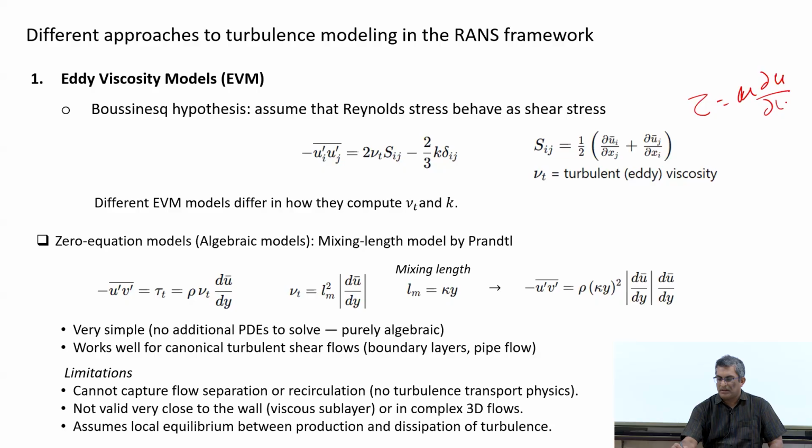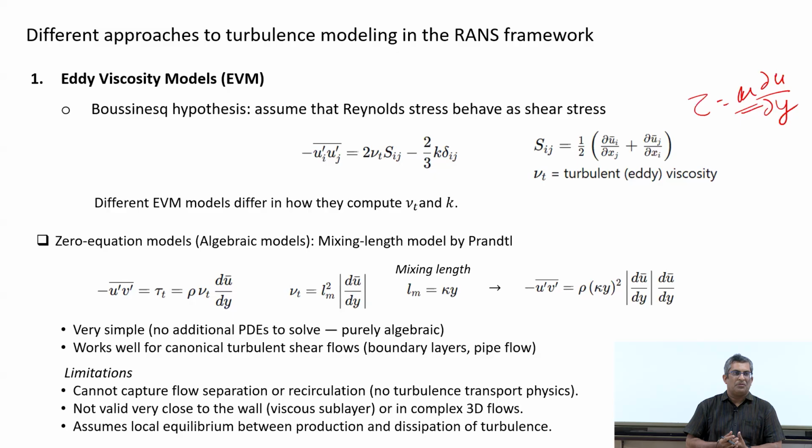Okay, so there are different approaches to modeling, to do turbulence modeling in the framework of RANS. The first one is the eddy viscosity model. What is the eddy viscosity model? In this case we assume that the Reynolds stress behaves as shear stress. So, like we have simple shear, and here we have the dynamic viscosity.